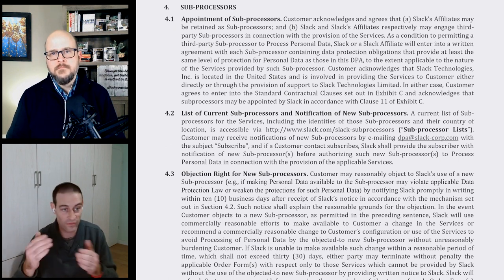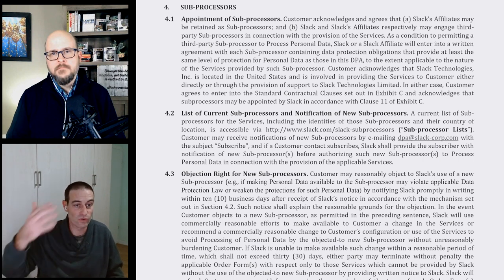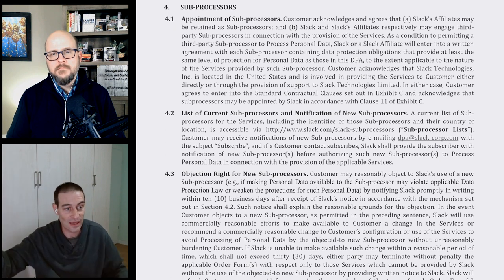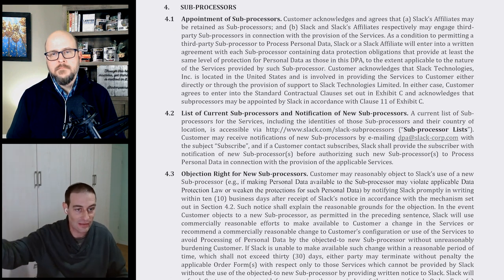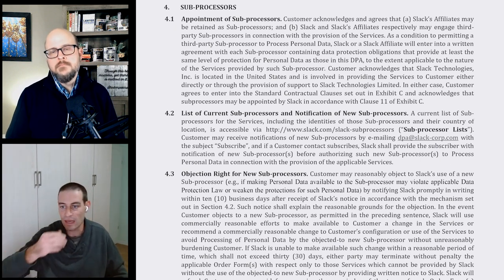Some more sophisticated actors like Slack will actually have a subscription option. So you can subscribe on their website to receive any updates for subprocessor appointments. And that makes it even easier for them to do that.